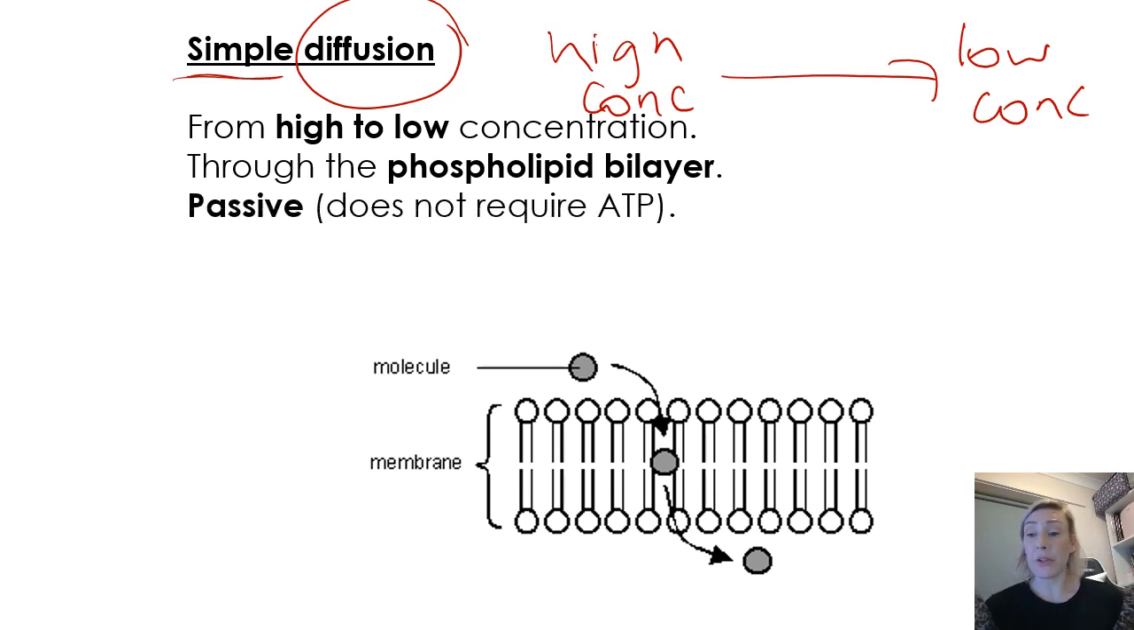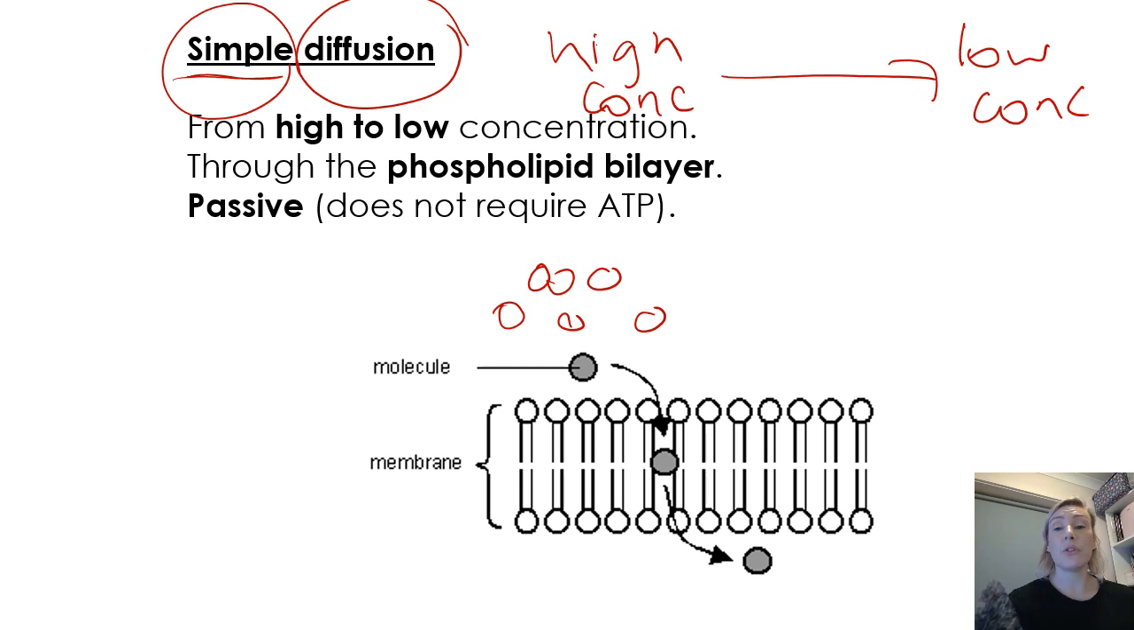So it's a passive process, so it's not going to cost the cell any energy in the form of ATP, because the molecules are moving from an area where there are lots of them, a high concentration, and they're moving down their concentration gradient. But it's simple diffusion because of the type of the molecule. In this case, we can think about something like oxygen. It's not charged and it's very small.